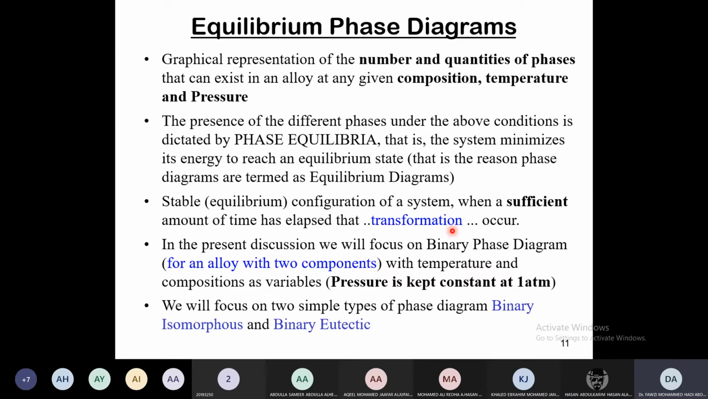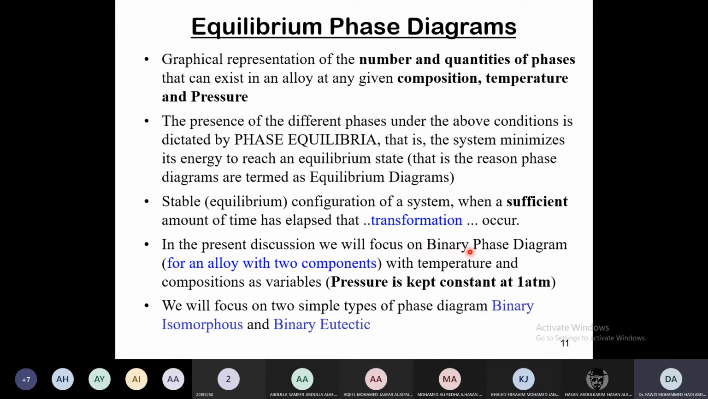Okay, so if this is clear, we want to now start with the phase diagram. We explained what a phase diagram is first of all, and then we explained why we call it an equilibrium phase diagram. Now, in the present discussion, we are going to focus on binary phase diagrams. What is the meaning of binary? A binary phase diagram is a phase diagram for a system with two components, basically.